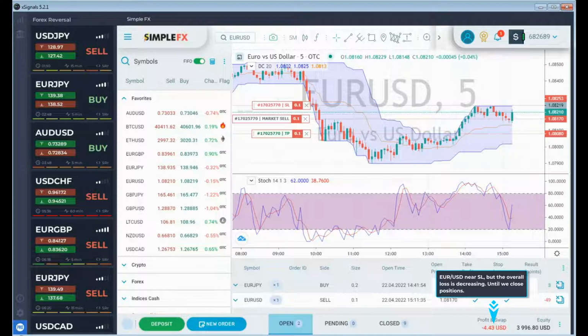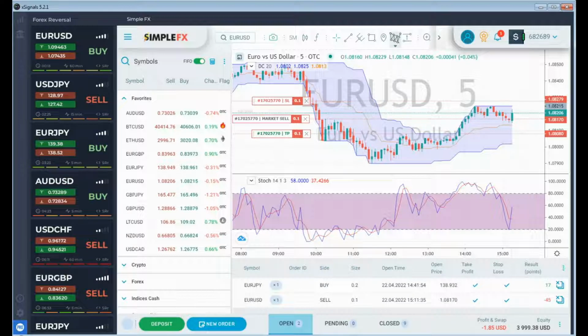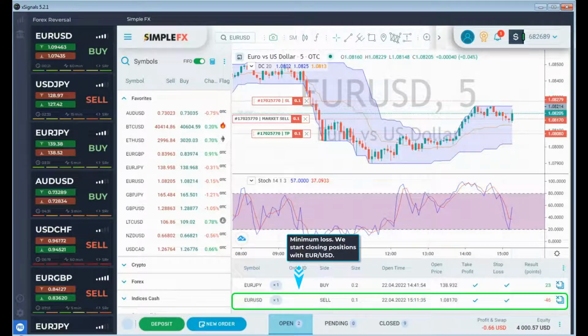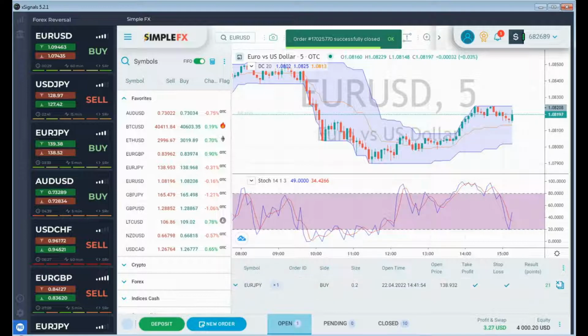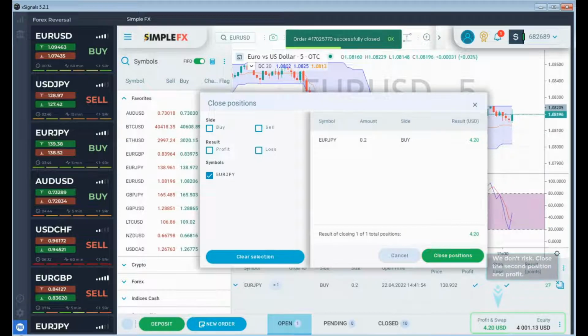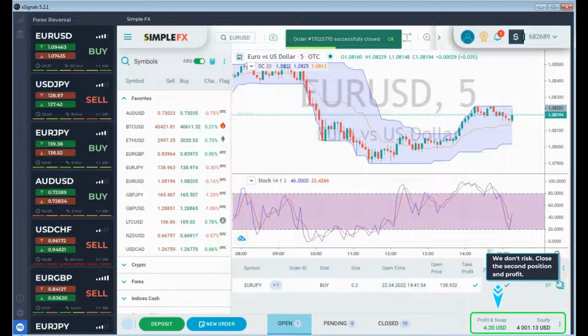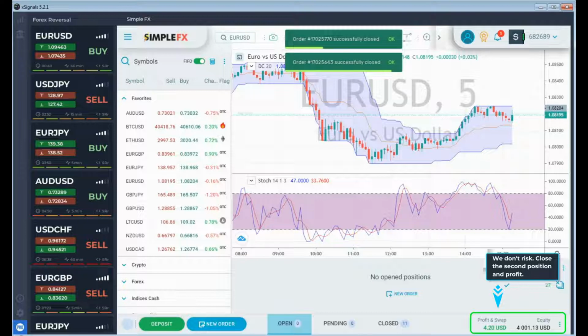The total loss decreases, the hedging works. Let's be patient until all is well. We begin to close positions. The first will be the euro loss on it. Now you can close the second position, make a profit and plan trading further.